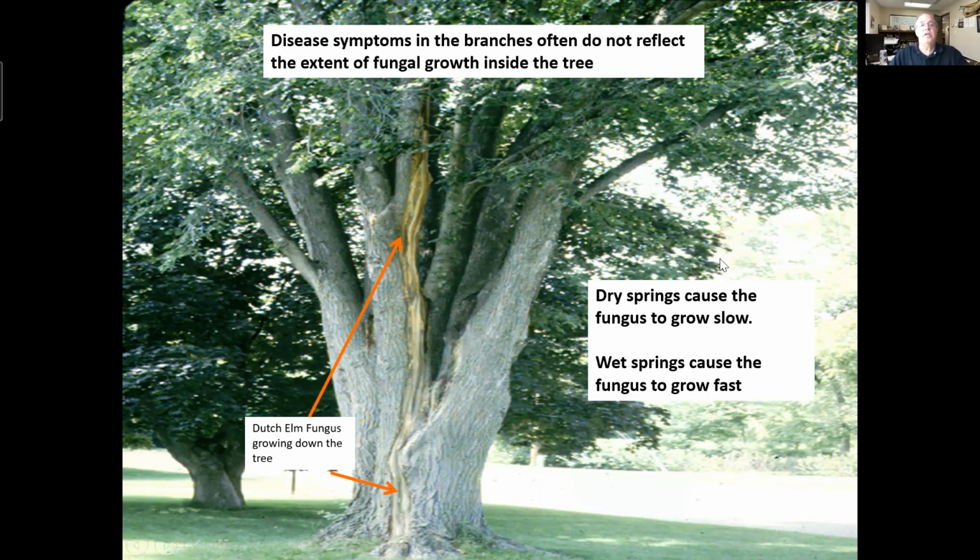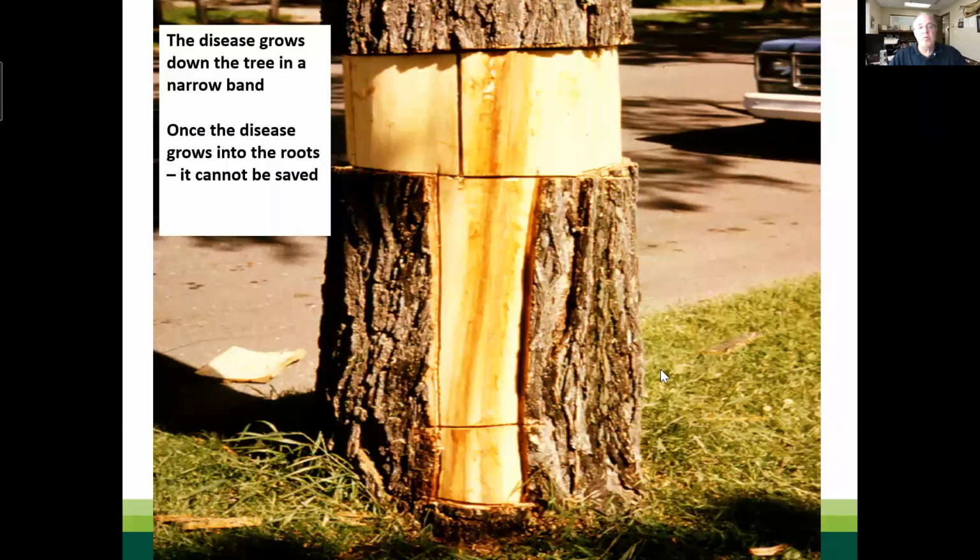So again, the disease grows down the tree in a narrow band, which is what you're trying to isolate from the rest of the tree. And once it grows into the roots, it cannot be saved. We've never saved one. Like I said, I've worked with this many years. I tried saving some really glorious trees, and we have saved some really glorious trees.